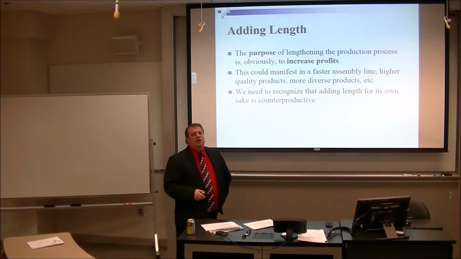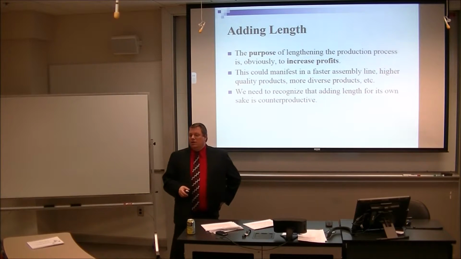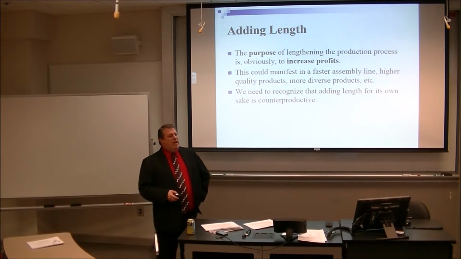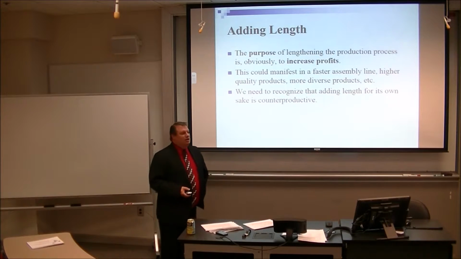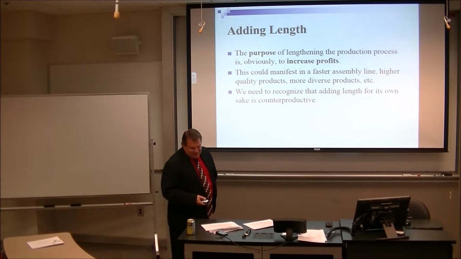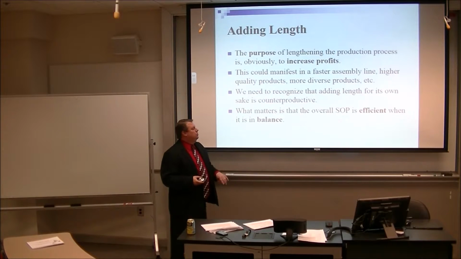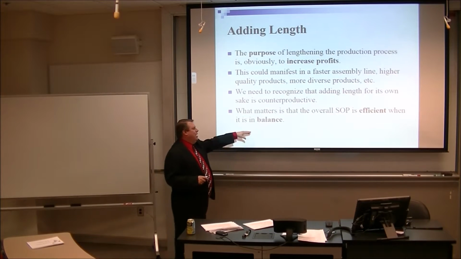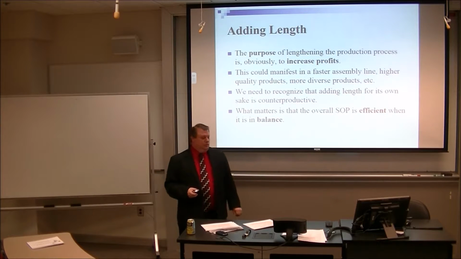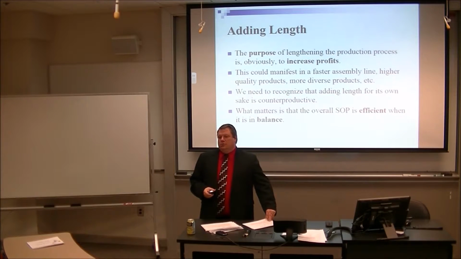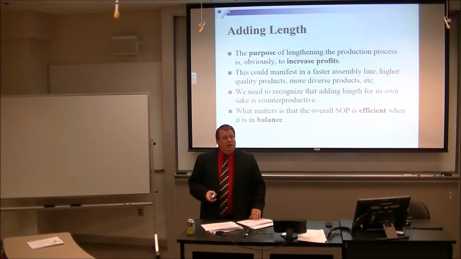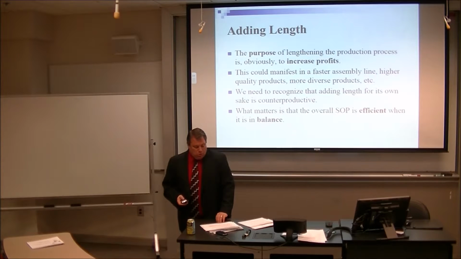And we need to recognize that adding length for its own sake, that's counterproductive. You don't just go making things more complex than they have to be, right? It's the KISS principle, right? Keep it simple, silly or stupid, either way. So what matters then is that the overall structure of production is efficient when it's in balance. Right? We don't want too much complexity just for complexity's sake. But the complexity then does what? It allows us to produce more.